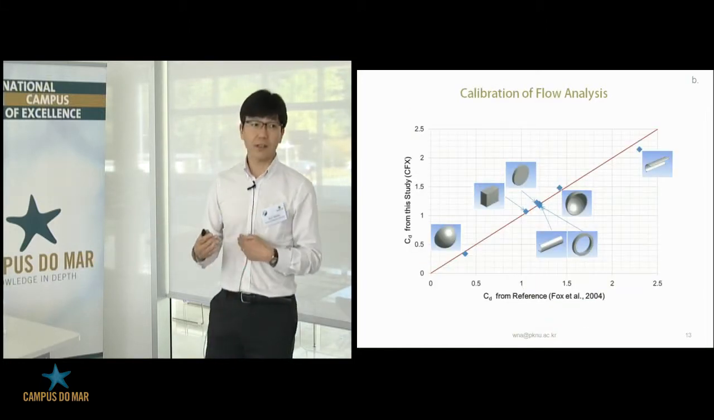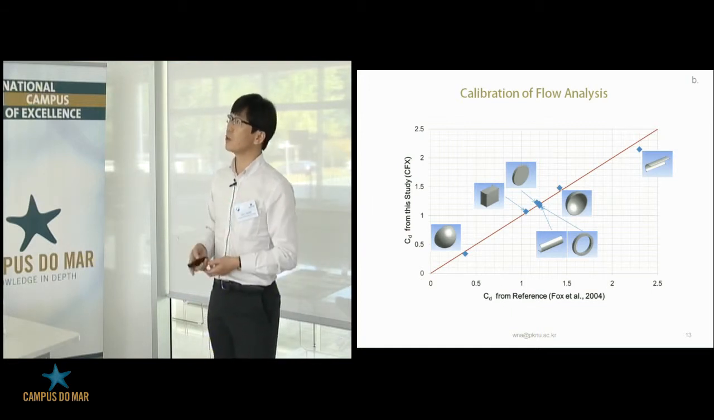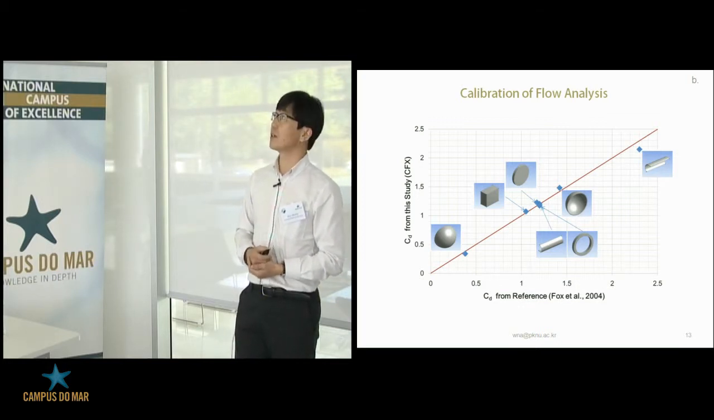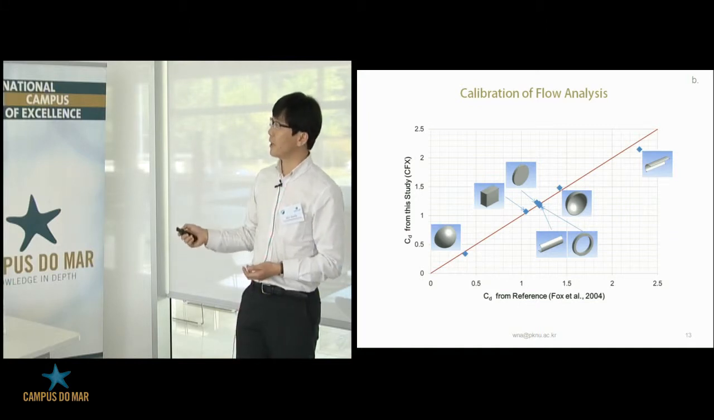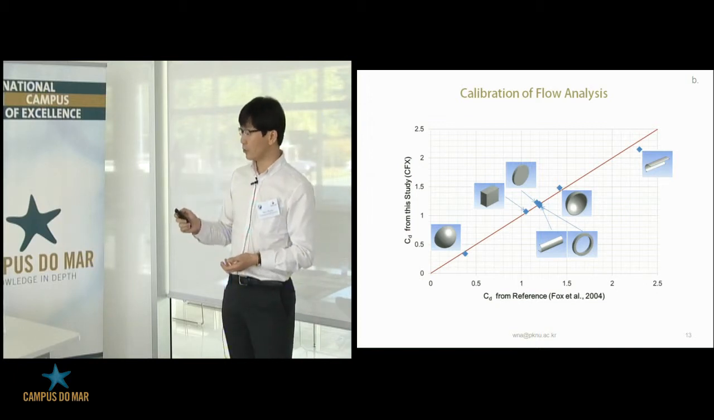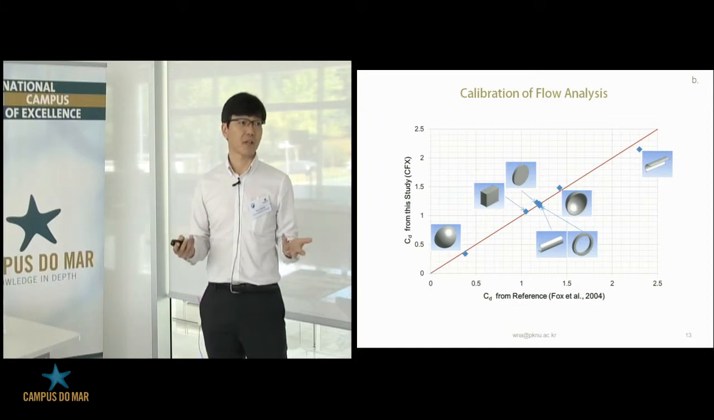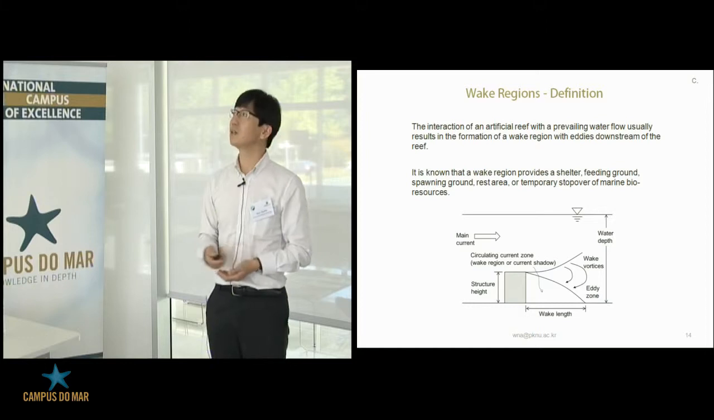Before calculating the characteristics, we calibrated our flow analysis schemes. The horizontal axis is the CD values from the reference, and these are our CD values from our study. We compared them together, and the tolerance is within 10%. So we thought our numerical scheme is pretty reasonable.